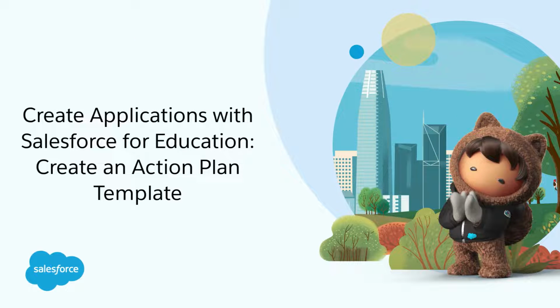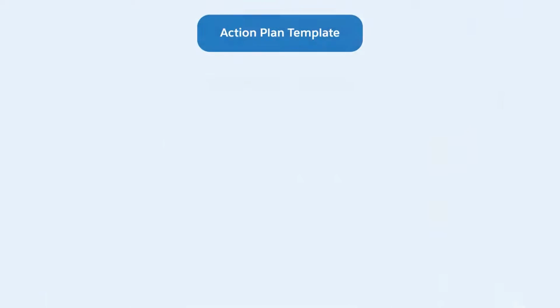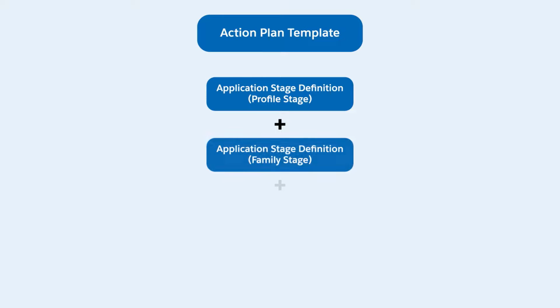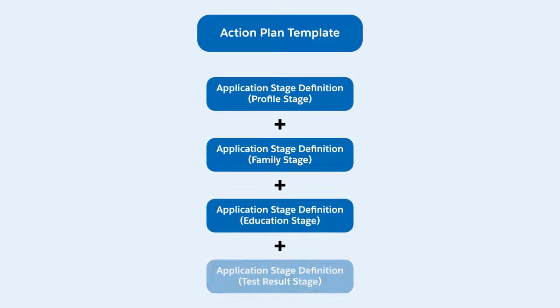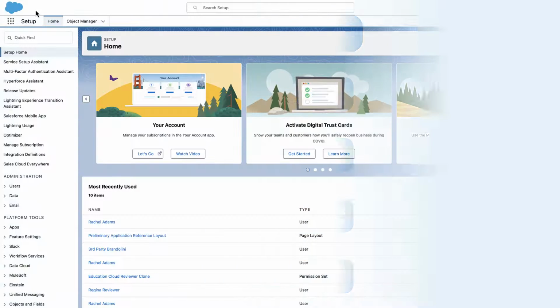Create an action plan template. Action plan templates represent your applications. You assign each of your application stage definition records as tasks in your action plan template. You need a separate action plan template for each application that you create, but you can use a single action plan template for multiple programs.